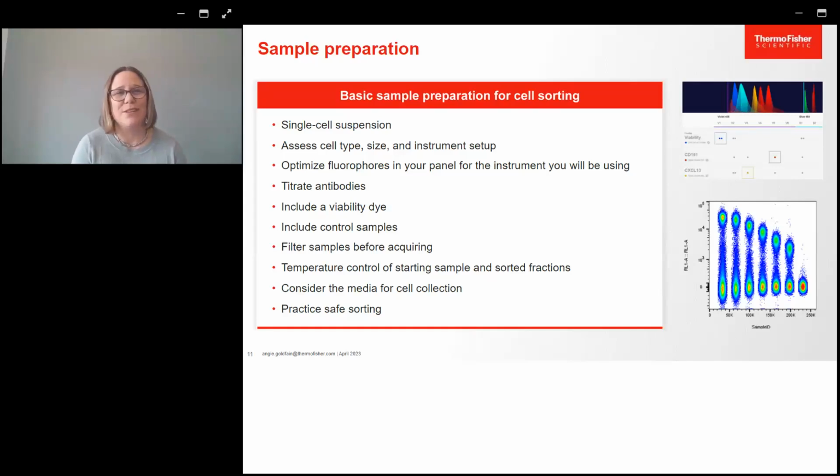I always recommend including a viability dye if you're working with live cells. Like I mentioned previously, it's really key to ensuring that you're getting the cells you want, and those are alive if that's what you're looking for.